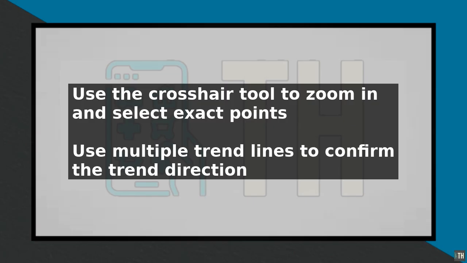When drawing trend lines, it is best to use the body of the candlesticks rather than the wicks. The body of the candlestick represents the actual trading range, while the wicks represent the highs and lows.